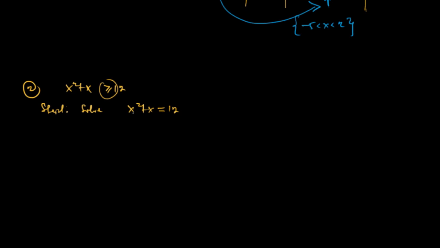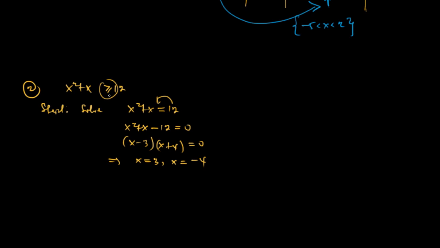Now to solve this quadratic equation, I need to bring 12 to this side. So we obtain x squared plus x minus 12 equals 0. And then to solve this quadratic equation, we first factorize this quadratic expression. When you factorize this, you obtain (x minus 3)(x plus 4) equals 0. And then this implies that either x equals 3 or x equals negative 4. So this is what we have.